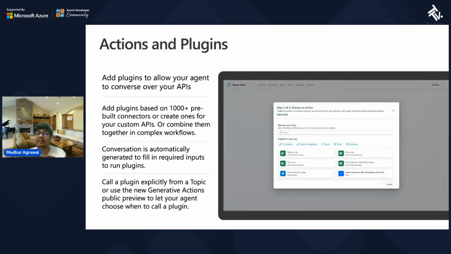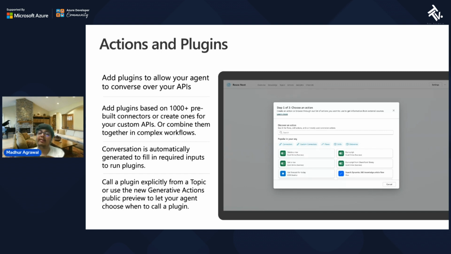Call a plugin explicitly from a topic, or use the generative actions public preview to let your agent choose when to call a plugin. So these plugins can be integrated so that the agent can go ahead and pull up an action. Let's say my organization is using a particular plugin listing the employees of my organization. If you have a small organization, it might not be useful. But if you have an enterprise level organization, there might be 5,000 rows of employees. If you would like to add an employee, or delete an employee from your rows, maybe they left, or maybe a new employee got hired, you can do that using actions and plugins.